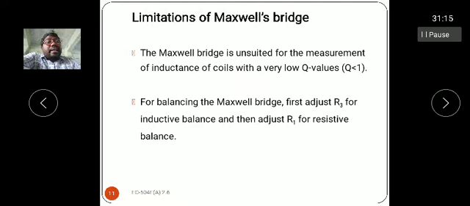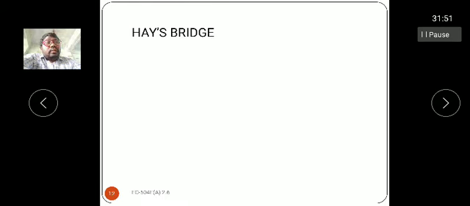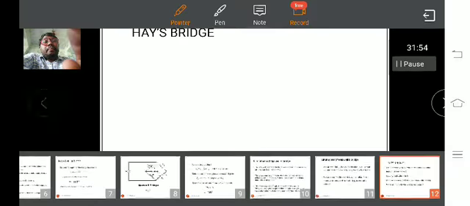For balancing of the Maxwell's bridge, first adjust R3 for inductive balance and then adjust R1 for resistive balance. We already discussed this particular point. The resistance R3 is used as the variable resistance for balancing the bridge circuit. Here, for balancing the Maxwell's bridge, first adjust the resistance R3 for inductive balance, and then adjust R1 for resistive balance. These are the limitations of the Maxwell's bridge.